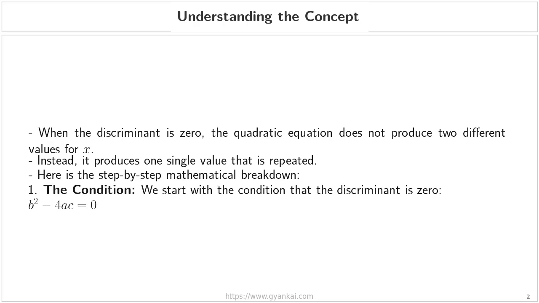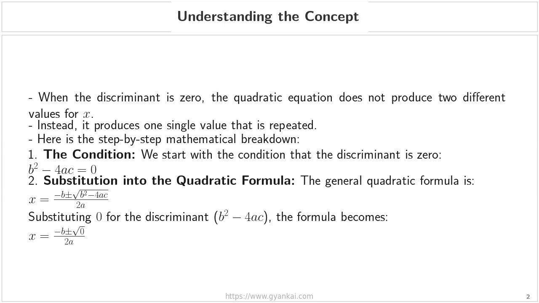First, we start with our specific condition. We set the discriminant, which is b squared minus 4ac, equal to 0. Next, let's look at how this affects our quadratic formula. As you remember, the general quadratic formula is x equals negative b plus or minus the square root of the quantity b squared minus 4ac, all over 2a. Now, if we substitute 0 in place of that entire discriminant part, the b squared minus 4ac, the formula transforms. It becomes x equals negative b plus or minus the square root of 0, all over 2a.